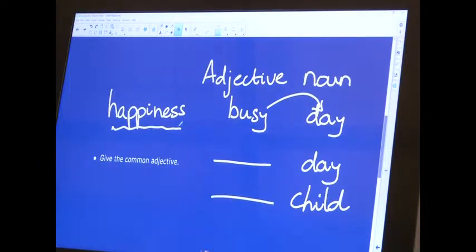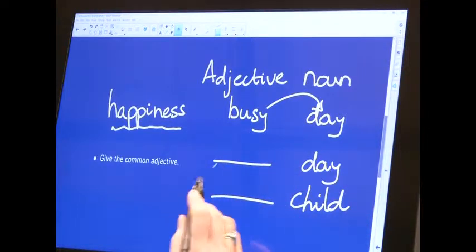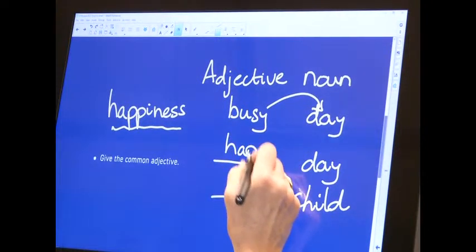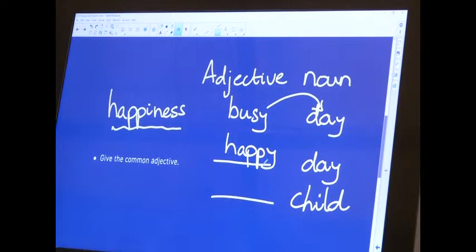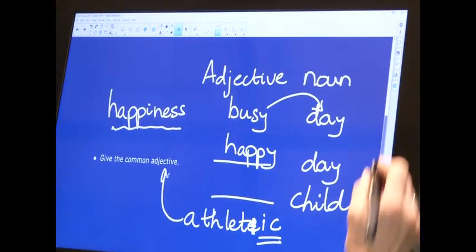Put a noun that you feel could have this word in front of it. And you should be able to see, we don't say this is a happiness day or a happiness child, but you should be able to get to happy. So what about athlete? You don't say, I have a very athlete child. What do we say? Athletic. It's the IC ending. So the adjective from athlete, athletic.